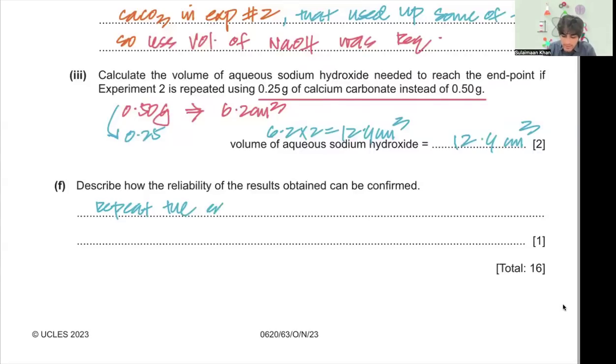Repeat the experiment and compare the results. Why not take the average? We just compare the results with each other. Are they correct or not? Why not take the average?